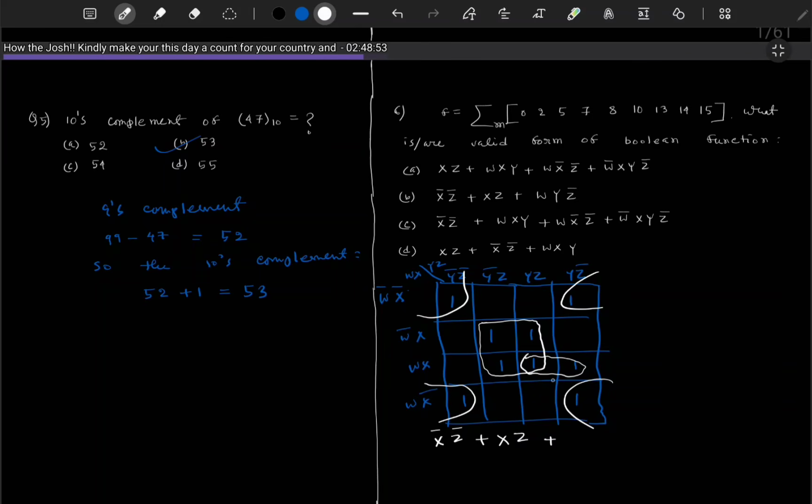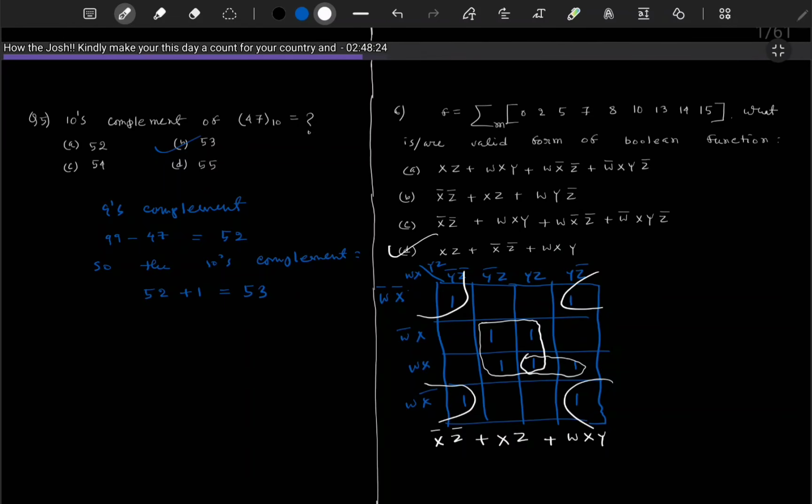plus w x and y. So any option is there, x bar z bar, x z, w x y. I think option D is there.